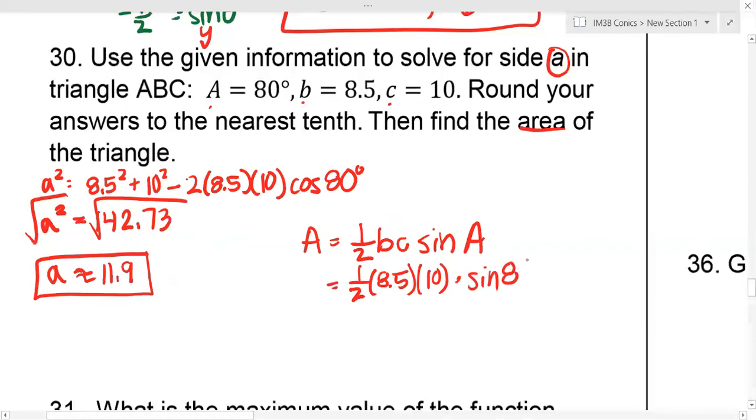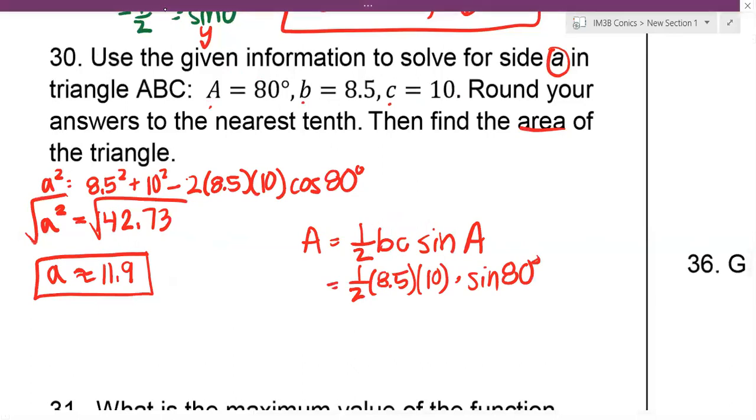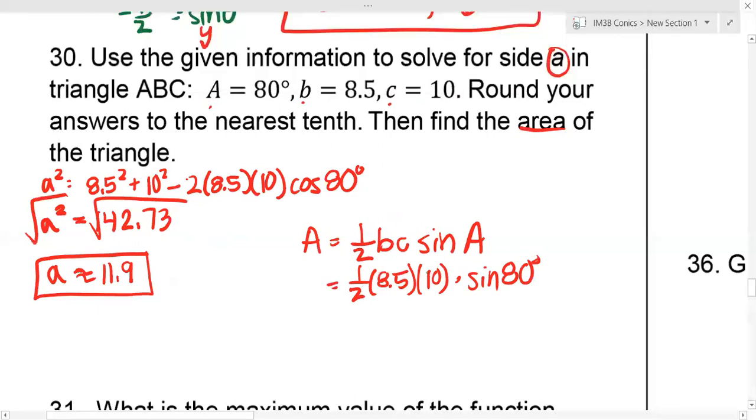And remember when we learned this, I talked to you about how it's good to simplify that 1/2 with something so you don't have to type in as much. So if I do 8.5 times 5 instead of 1/2 times 10, that gives me a little bit less to plug into my calculator. So that gives me about 41.9 square units.